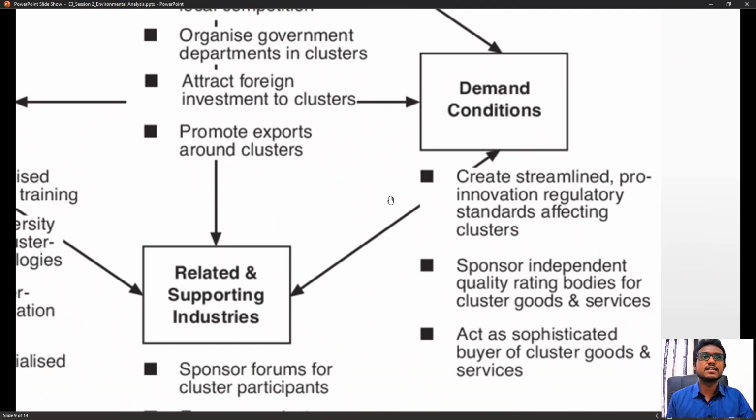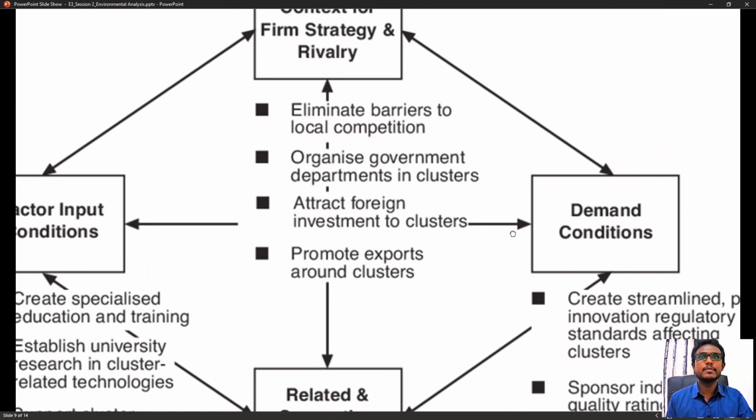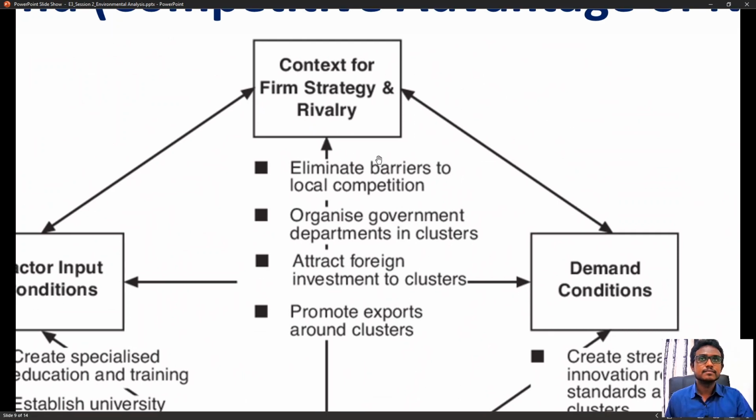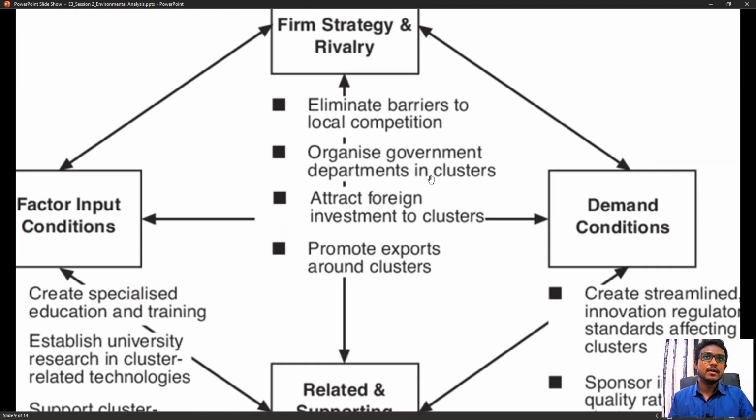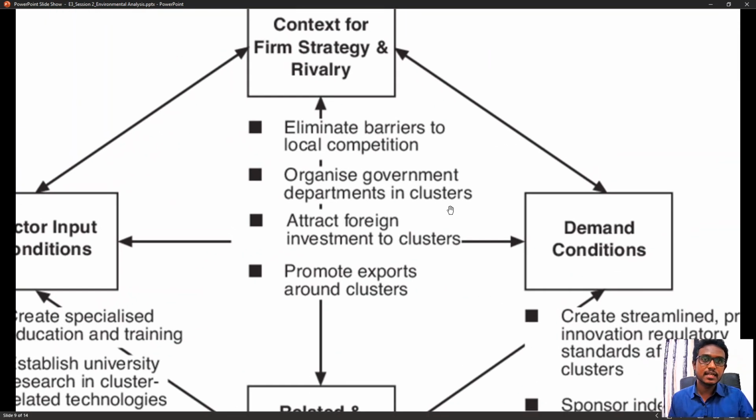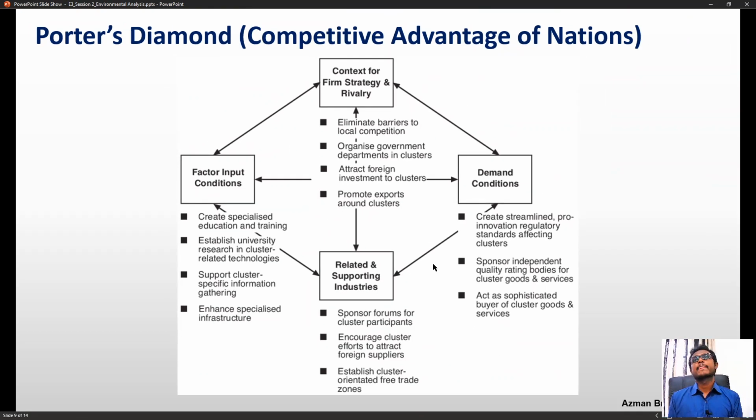Another quick example, let's take a look at firm strategy and rivalry, or managing competition. What are the barriers to local competition? Can you organize government departments in clusters and their support? Can you recruit their support? Can you attract foreign investments? And can you promote exports around these clusters that you decide to have and to maintain? That is Porter's diamond, which analyzes the advantage of a nation. So it's more of a country analysis tool.